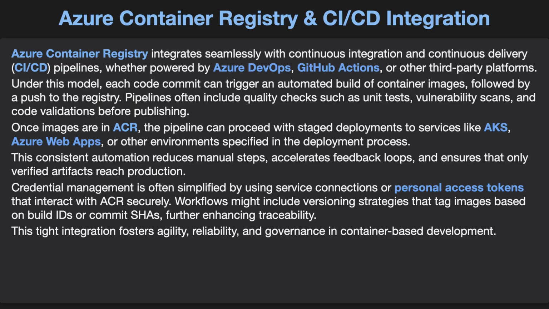Once images are in ACR, the pipeline can proceed with staged deployments to services like AKS, Azure Web Apps, or other environments specified in the deployment process. This consistent automation reduces manual steps, accelerates feedback loops, and ensures that only verified artifacts reach production.